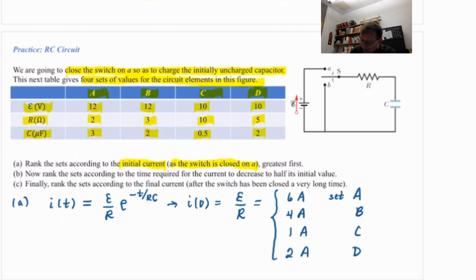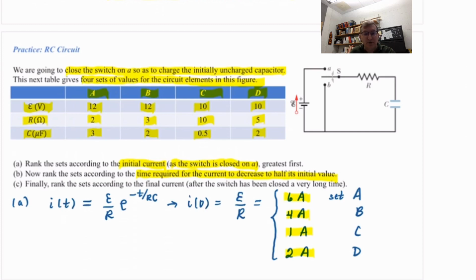So what's the ranking of the initial currents? There's the biggest, set A. Then set B, then set D, then set C. Okay, that's part A. Part B. Now we want to rank these 4 sets according to the time required for the current to decrease to half its initial value. Well, there's the formula for the current.